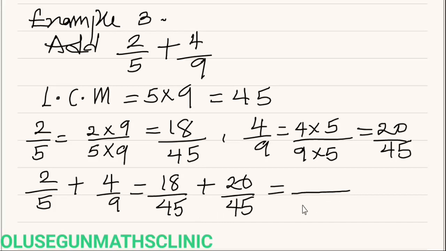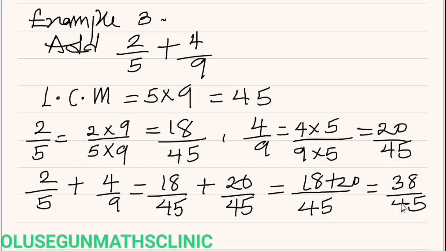So they are now back to our rule that they have the same denominator. By writing it like this, we have 45, and 18 plus 20 is 38, so we have 38 over 45. Since 38 and 45 do not have a common factor, the result is in simplest form. So the final answer for 2 over 5 plus 4 over 9 is 38 over 45.